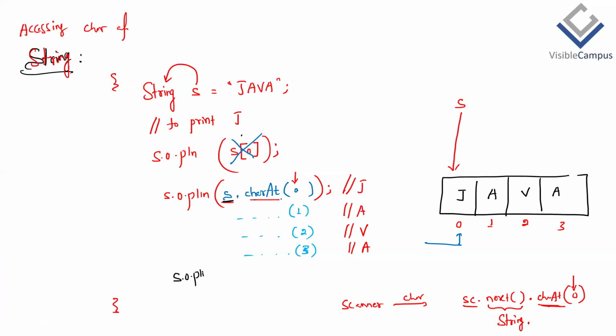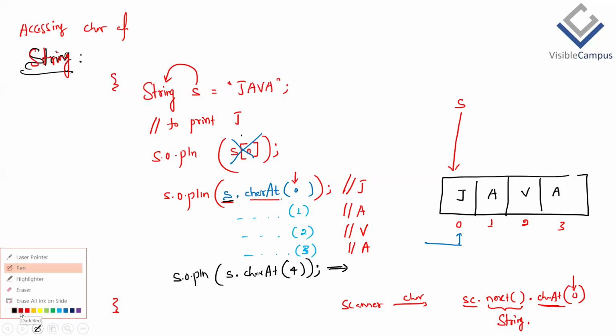Okay, sir. So print of s dot charAt method. I'm trying to use an index number which is not available, 4. Then is it possible? No, this is not possible. For arrays, when we use an index number which is not available, what is the error that we get? If you remember, ArrayIndexOutOfBoundsException. We have to remember this.